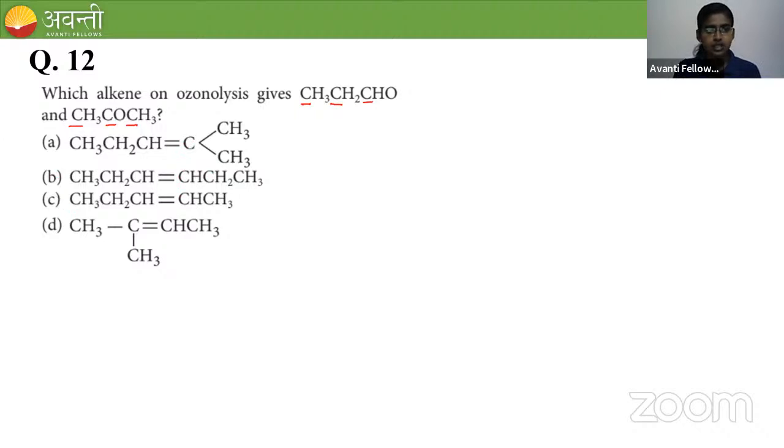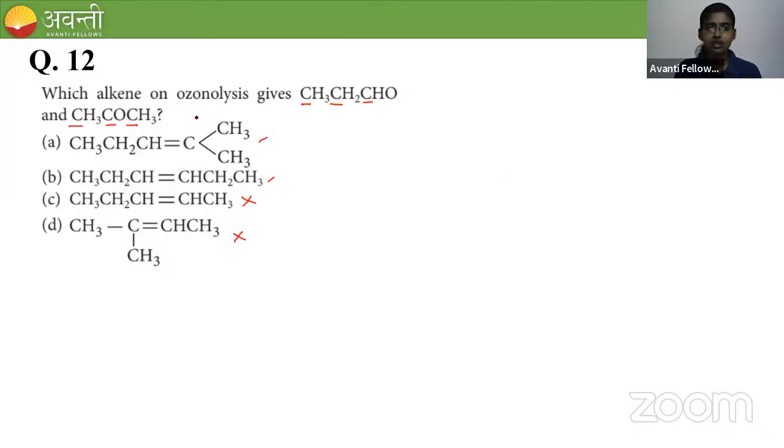A contains 6 carbons and B also contains 6 carbons. C contains only 5 carbons, so this cannot be the reactant. And D contains only 5 carbons and this also cannot be the reactant. So the correct answer lies in option A or option B. So you have arrived at the answer. Yes, option A is the correct answer.